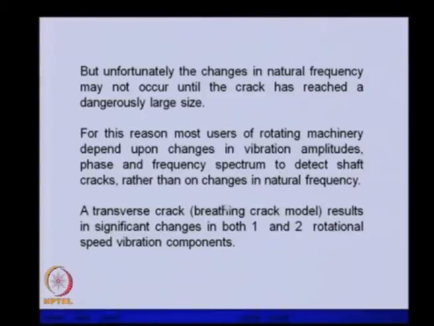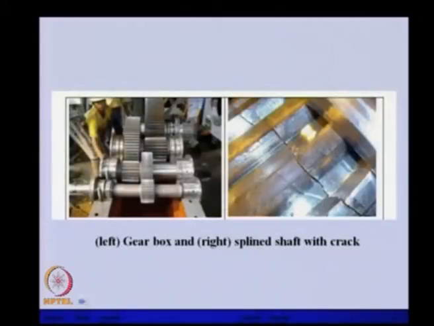A transverse crack, or the breathing crack as we sometimes call it, involves continuous opening and closing of the crack during vibration, which results in significant change in both 1x and 2x vibration components. So, not only 1x, 2x components are also present. As I have shown earlier, there is a typical cracked shaft, but we measured the vibration at the housing, so we could not locate this particular behavior in the vibration. If we could have measured near the shaft, we could have got some indication of the cracking in the shaft.